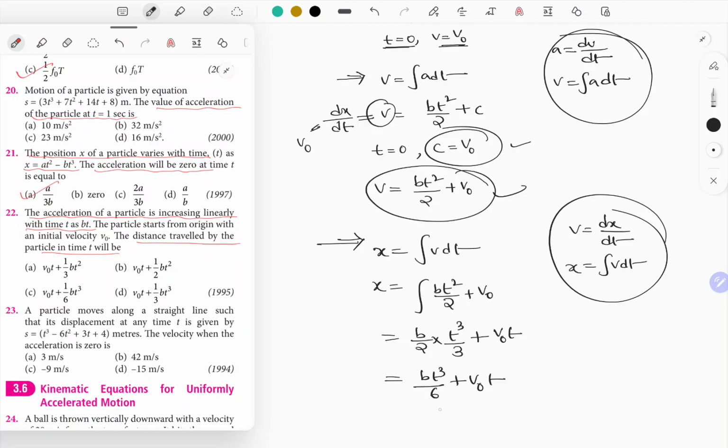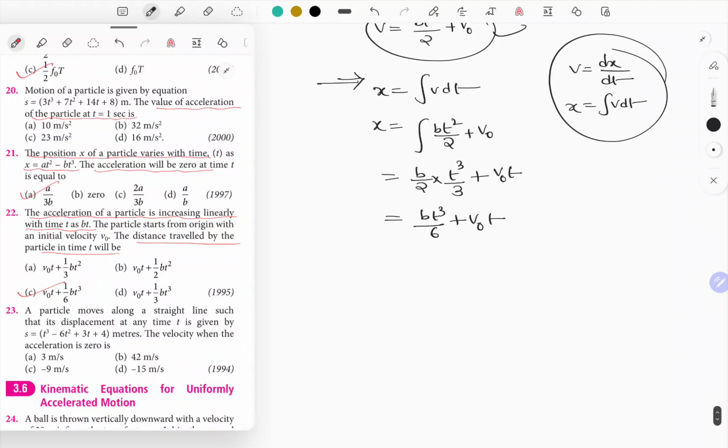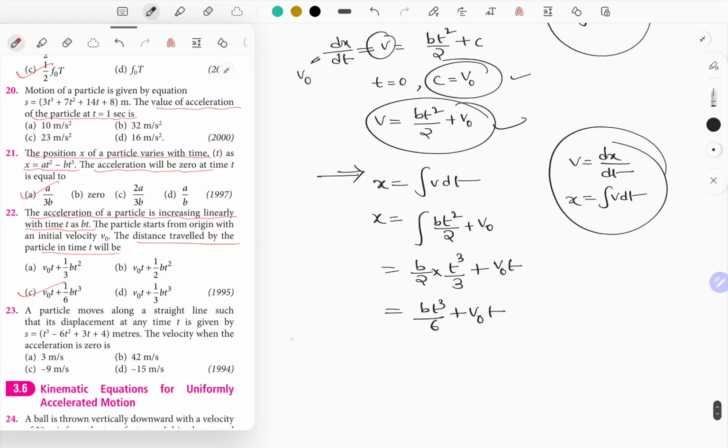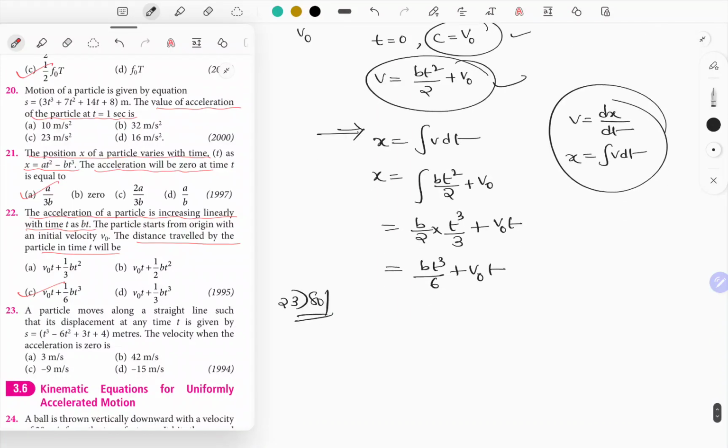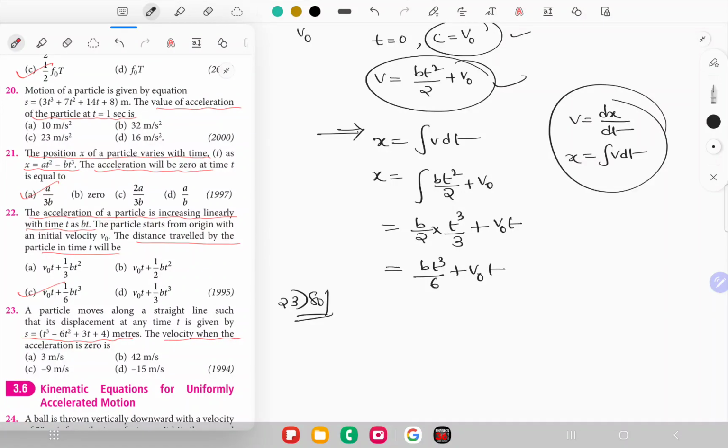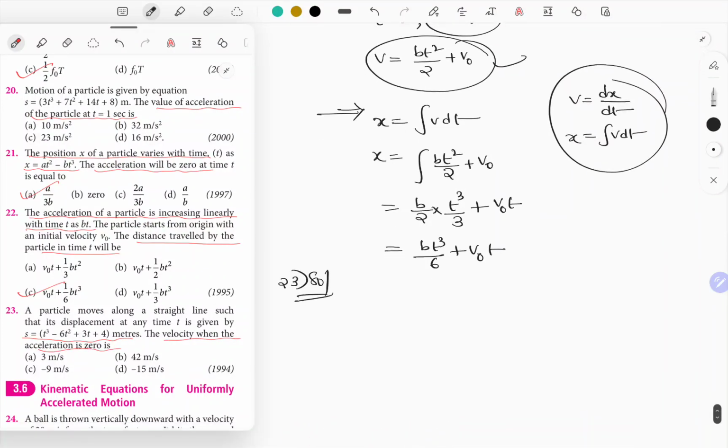Bt cube by 6 plus v naught into t. So option C is correct. Very good. Next, look at the last question in this concept, 23. They gave position equation with respect to time, velocity when acceleration is 0. That's what there is.